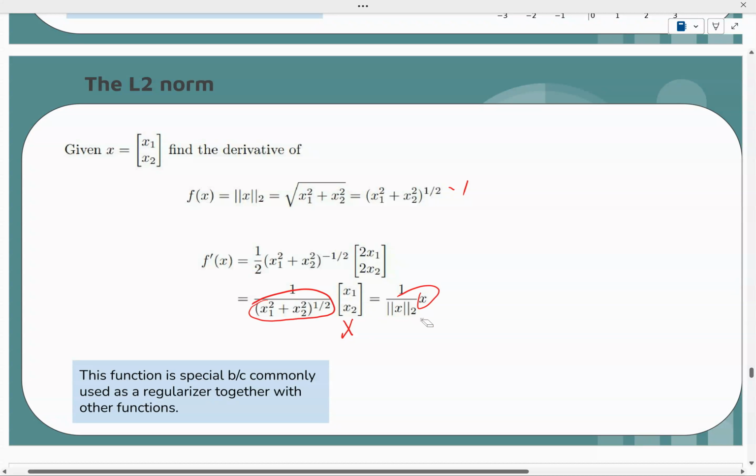Okay? So finding the L2 norm is not bad. You can just memorize the final result, or you can take the derivative. Okay?